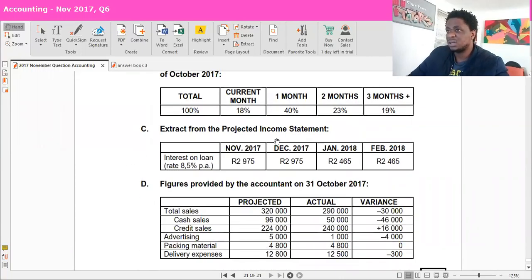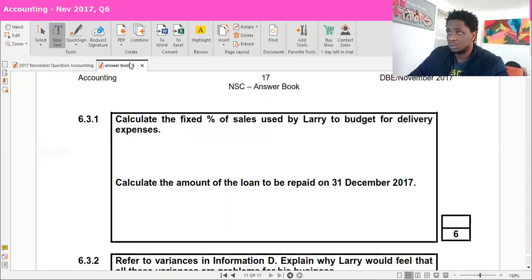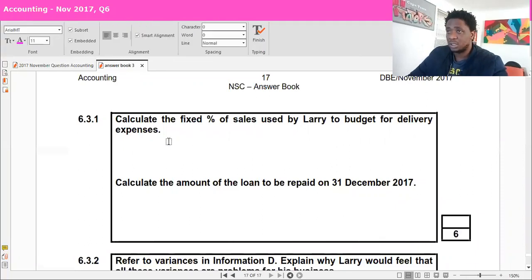So information C, you can see this one might actually relate to the loan, if we're going to use that for a calculation. And then information D, so these are projected sales, 320,000, and then this is your projected delivery expenses. So in order to calculate that percentage, you just need to say 12,800 divided by 320,000, and that is 4%. So to answer your first question, that was quite straightforward because you calculate the percentage of delivery expenses to sales.